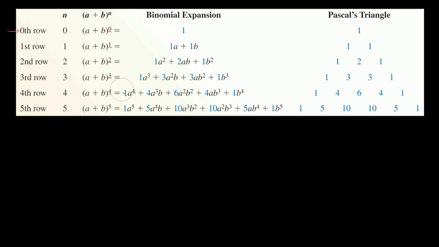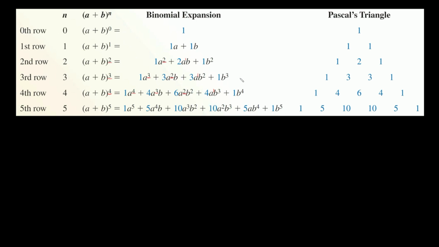Okay, and the other thing that I want you to notice with the exponents is that they go in descending order. So for example, for a binomial being raised to the 2nd power, you can see that the a's go from 2, 1, and then 0, right? It disappears. For the 3rd power, the a's go 3, 2, 1, 0, it disappears. The 4th power, it goes 4, 3, 2, 1, 0. And same thing for the 5th power, it goes 5, 4, 3, 2, 1, 0.